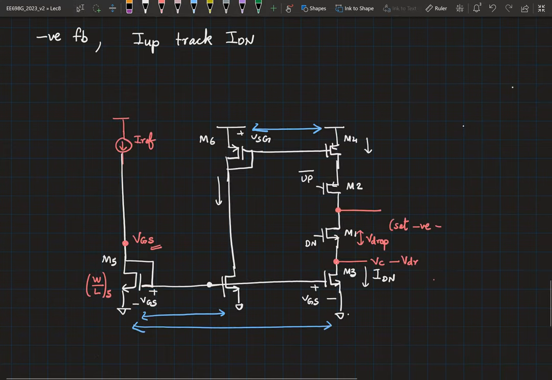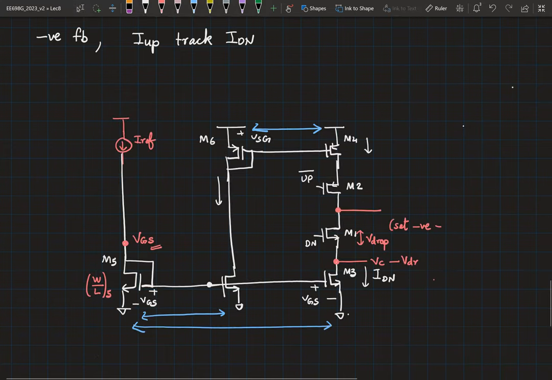So I generate my down current like this. And now I need to generate some VBP here such that it ensures the I down and I up are equal. So this is RA. So this node voltage is VC, right? We are going to use some negative feedback. So first I will make sure that I have this current flowing, current available all the time.